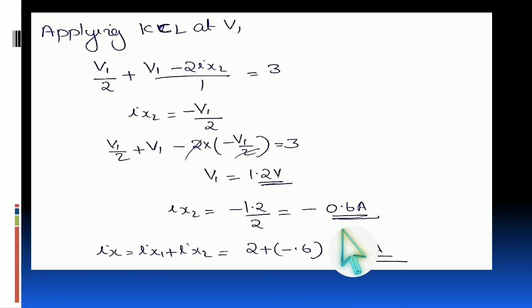Clear? Okay, so we obtained the values of Ix1 and Ix2, where Ix1 is the current through 2 ohm when the first independent source is acting alone, and Ix2 is the current through 2 ohm when the second independent source is acting alone. Our desired quantity Ix can be expressed as Ix1 plus Ix2, that is equal to 2 plus minus 0.6, that is equal to 1.4 amperes. Hope you got it. Moving on to the next question.